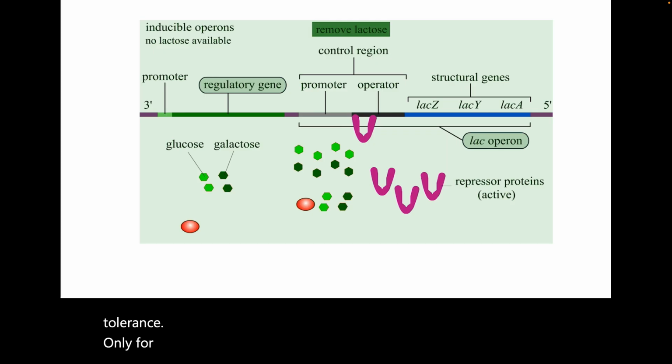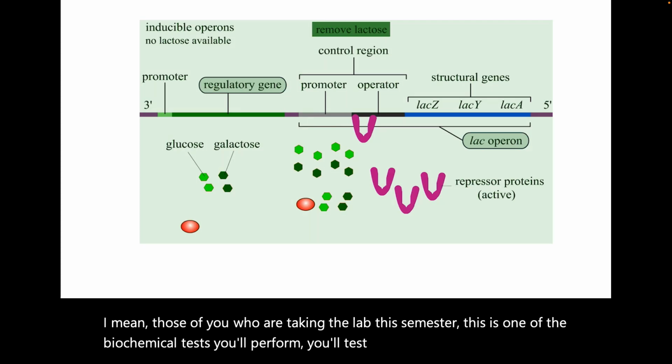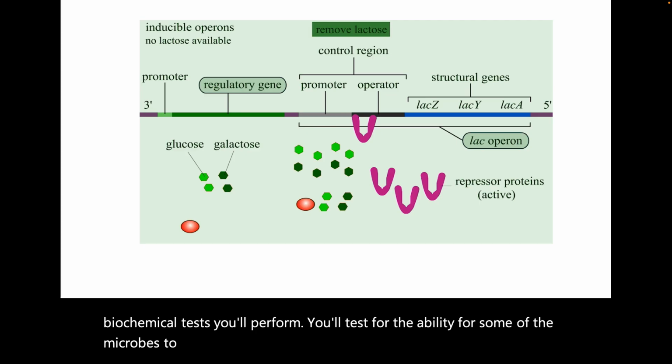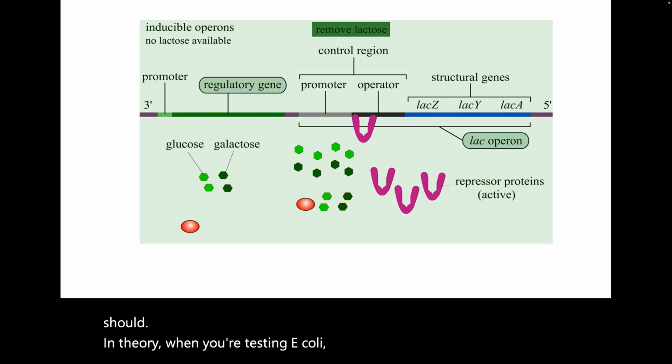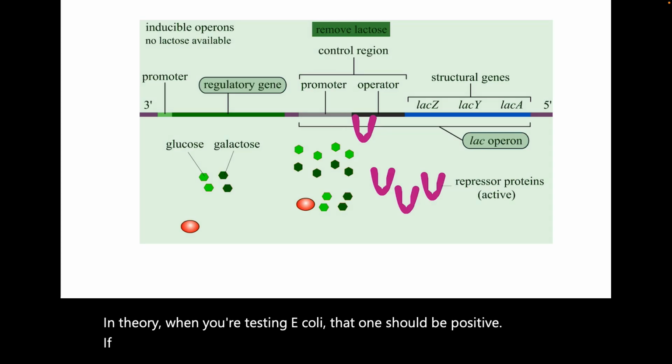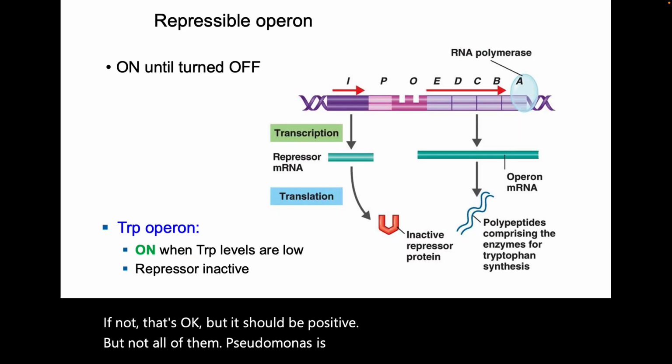Those of you who are taking the lab this semester, this is one of the biochemical tests you'll perform. You'll test for the ability of some of the microbes to ferment lactose. Not all of them can do it because not all of them have the enzymes that allow them to break down lactose, but E. coli should. In theory, when you're testing E. coli, that one should be positive. If not, that's okay, but it should be positive. But not all of them. Pseudomonas is usually negative, so that's okay.